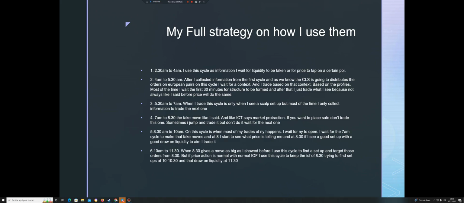Now the 8:30 to 10, which is the second cycle of New York. On this cycle is when most of my trades of New York happen. I wait for New York to open. I wait for the 7 AM cycle to make the fake moves, and at 7 I start to see what price is telling me, and at 8 I start to see what price is telling me, and at 8:30 if I see a good setup with a drawn liquidity to aim for, I trade it.